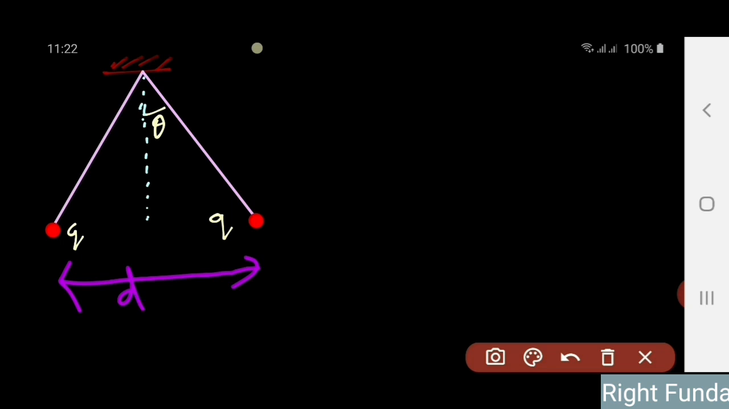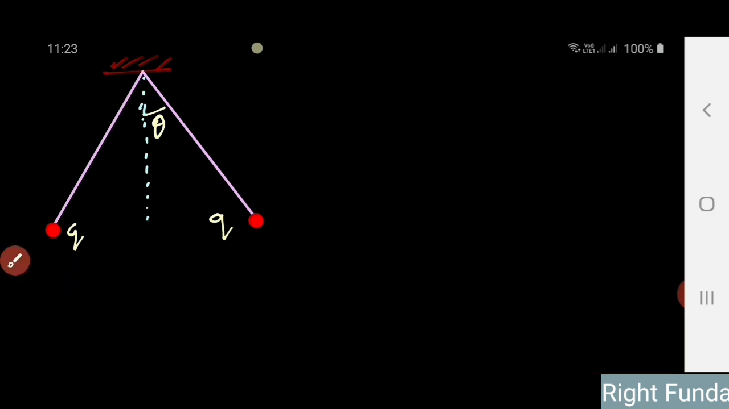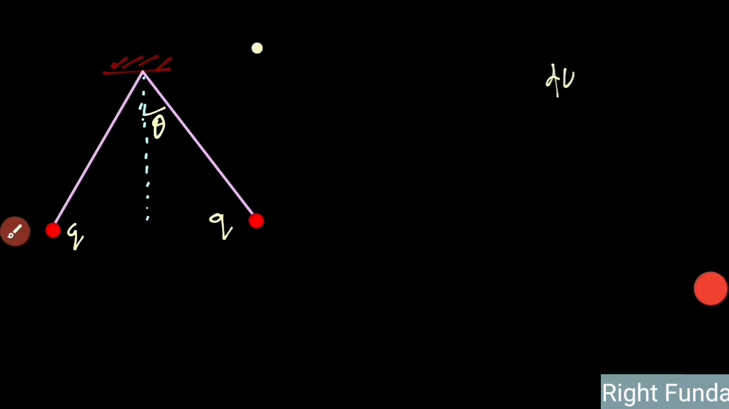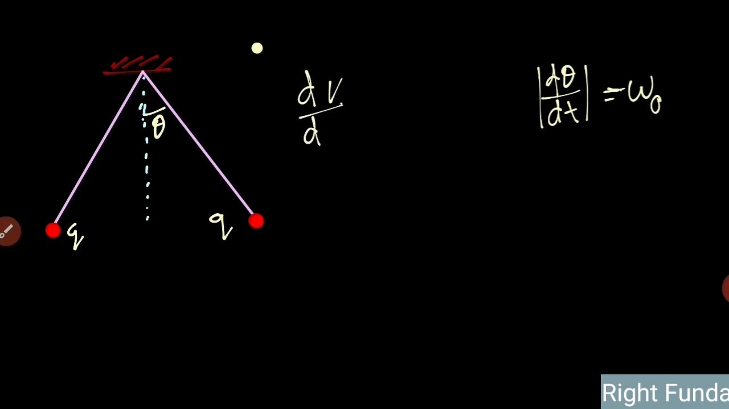So what happened is the charge is getting leaked, so that's why θ keeps on changing, and the rate of change of θ is given to us at any instant. The rate of change of θ, |dθ/dt|, is given to us as ω0. And the question is asking us to calculate dq/dt, the rate of leakage of charge. The length L is also given to us.